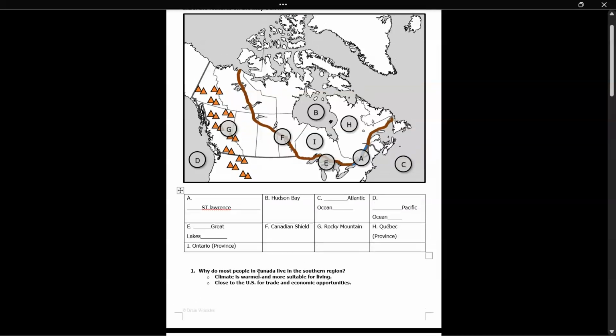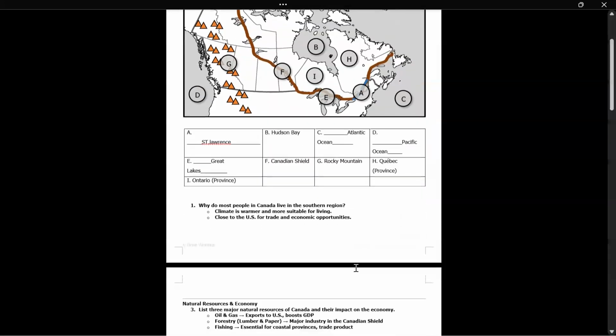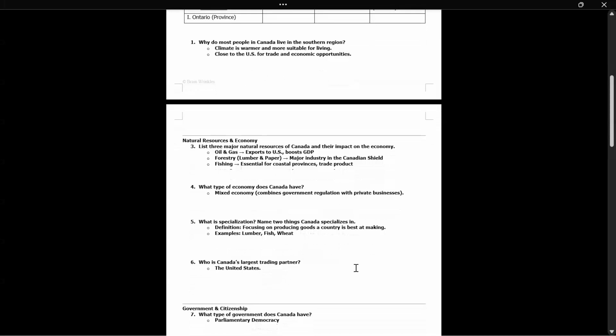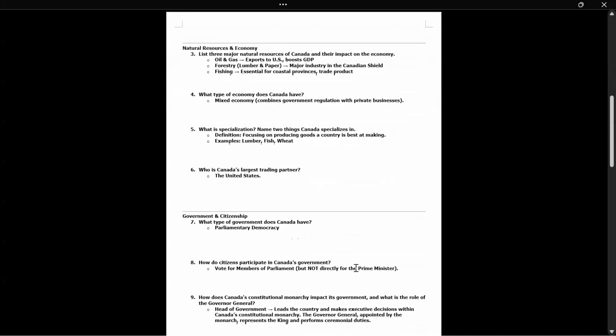All right, now, why do most people in Canada live in the southern region? It is because the climate is warmer and it is way better for living. And of course, it is also because it is close to the US and it really gives that economic opportunity for trading. Again, most people in Canada live in the southern region because it is close to the US and it is warmer. It's good for trade.